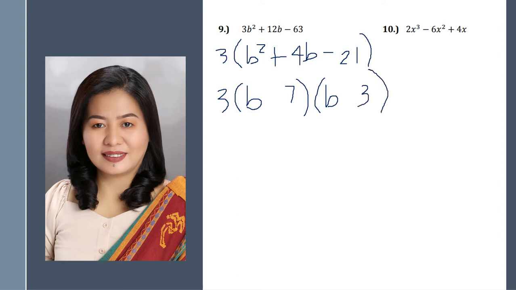So take note that's a minus sign, so both factors will have opposite symbols or opposite operations, but we have the plus sign here in the middle term. It means that we are going to give it to the larger number. So the factors of 3b squared plus 12b minus 63 are 3, b plus 7, and b minus 3.